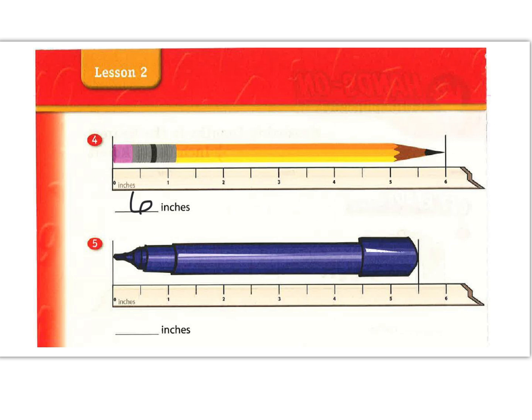And then number 5, the marker, again, at the 0, the very point is at the 0. 1, 2, 3, 4, 5. 6 is over here. It's not 6 inches. It's halfway between 5 and 6. So it's 5.5 inches.